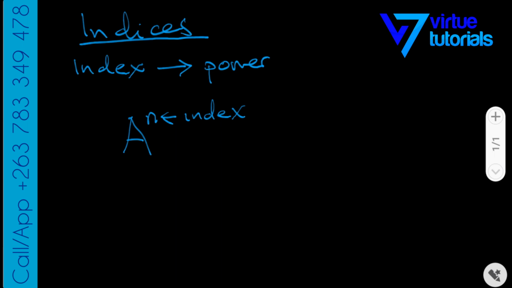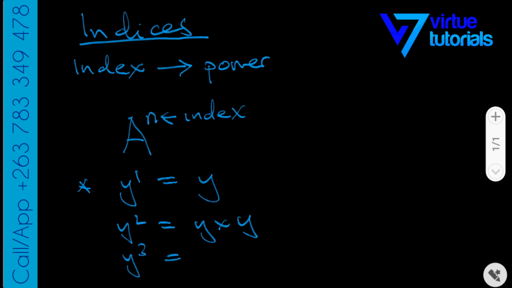So from your understanding, which I hope you have by now, you know that y to the power 1 is simply y. Y to the power 2 means there's two y's multiplying each other. Y to the power 3 means there's three y's multiplying each other, and so on and so forth. So the relationship continues like that. So if a number is raised to the power 1, you just write that number. When a number is raised to the power 2, it means that number is multiplying itself. When a number is raised to the power 3, it means you have three such numbers multiplying each other.